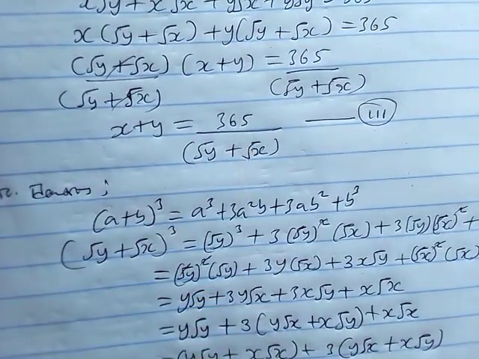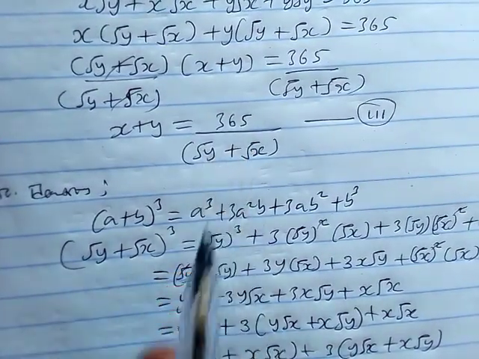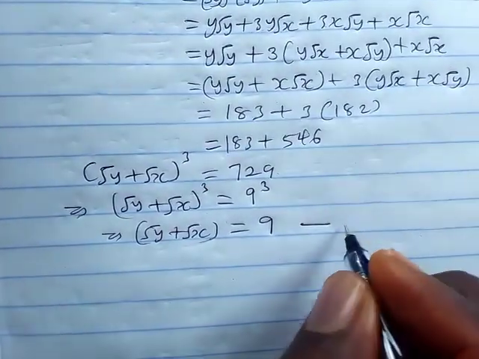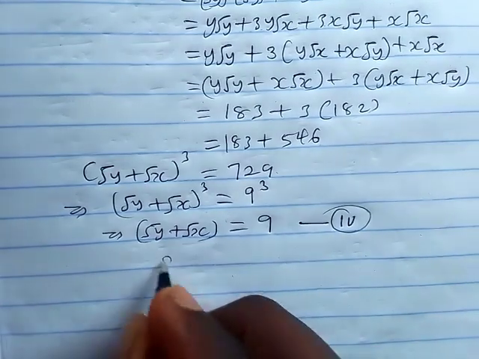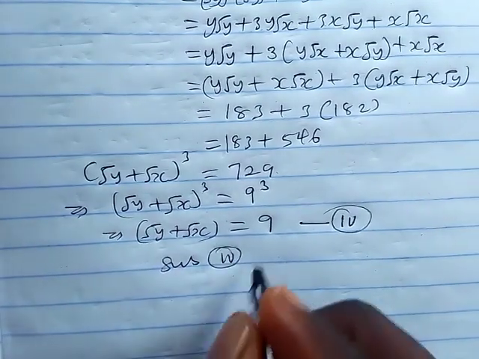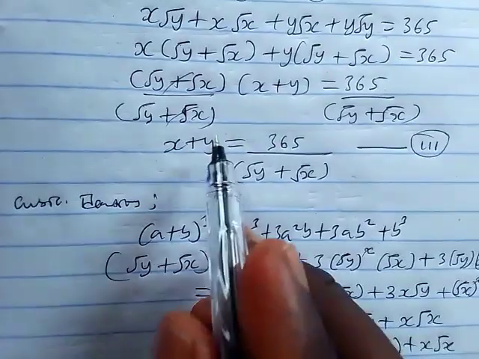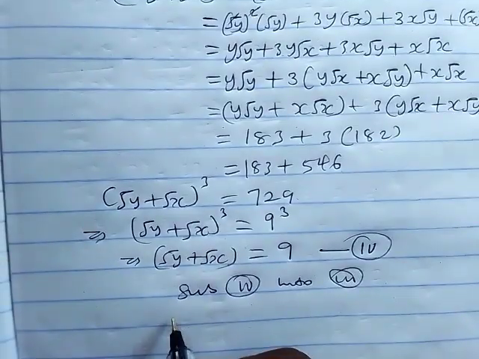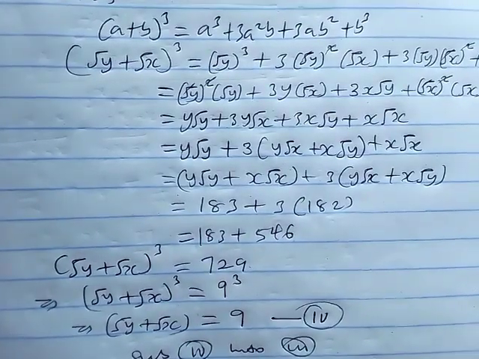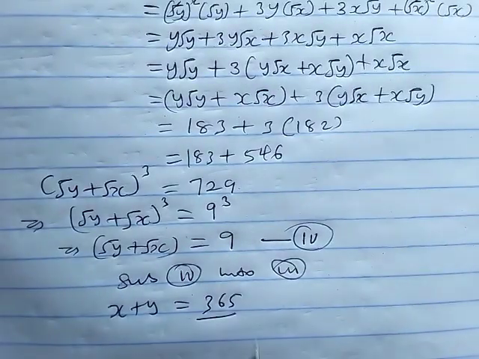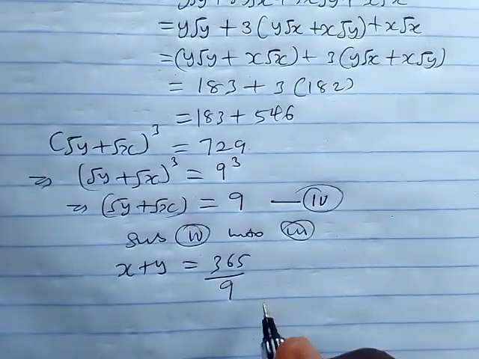We are going to plug in the value that we obtained here. Let me call this equation 4. Now sub 4 into 3. This is equation 3. So we're going to have x plus y equals what? 365 over square root of y plus square root of x, that is 9. So we have 9. This is the required solution.